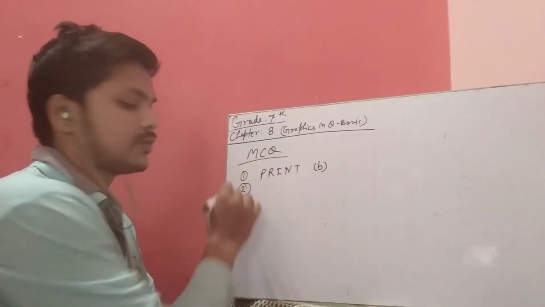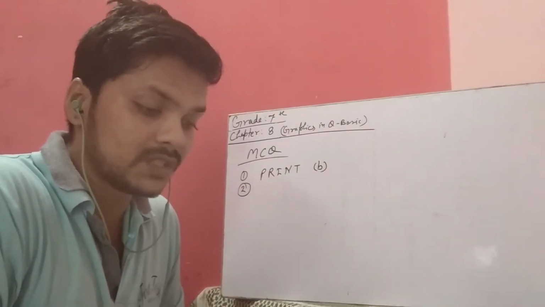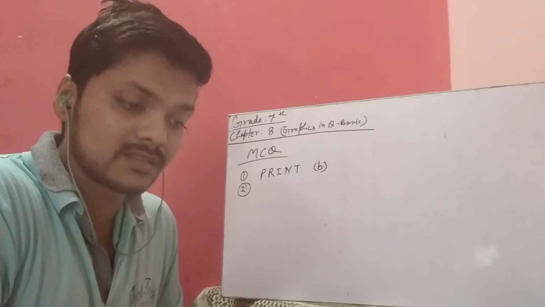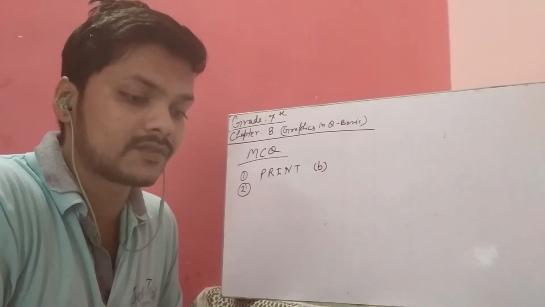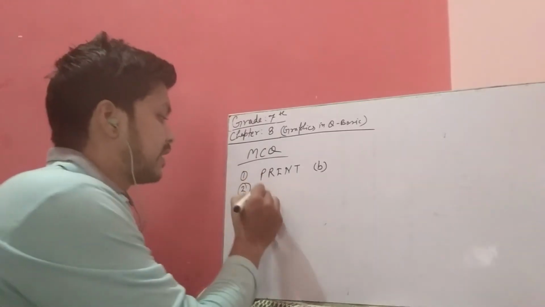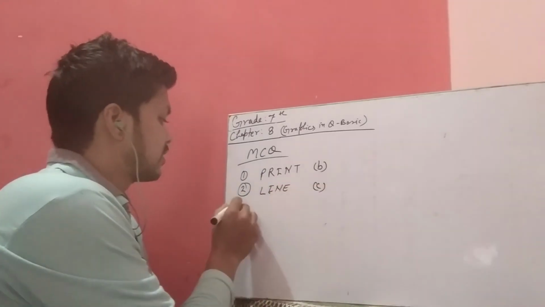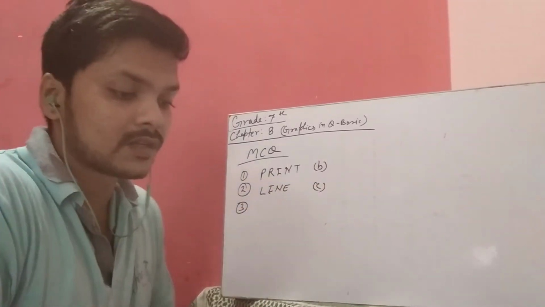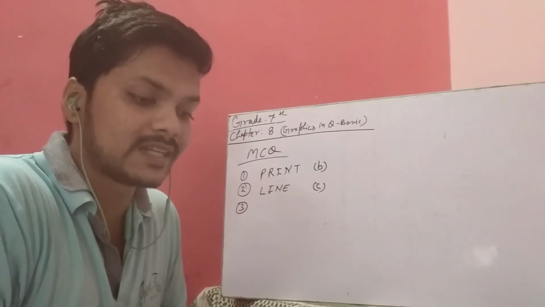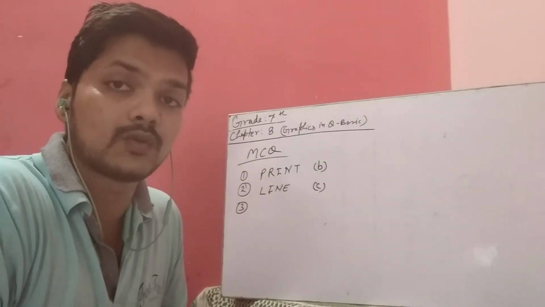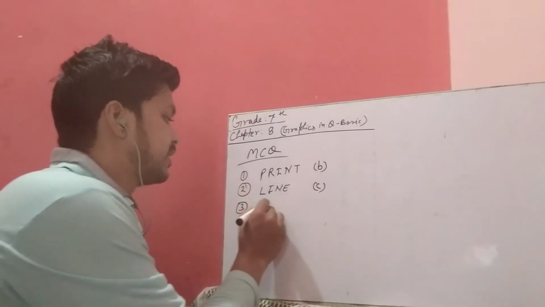Now the second MCQ is here: which statement is used to draw lines, figures and patterns of different shapes? That is the LINE statement. So we have to write LINE here, that is option C. Now third, to draw a filled box, which letter is used with line coordinates? So that is letter B, capital B.